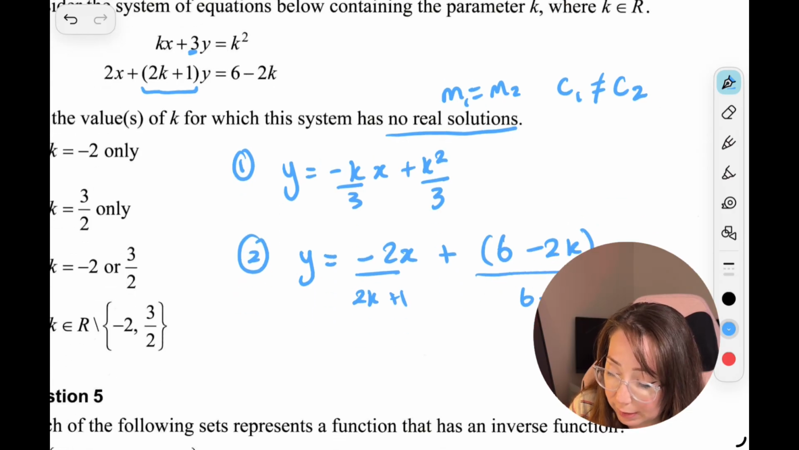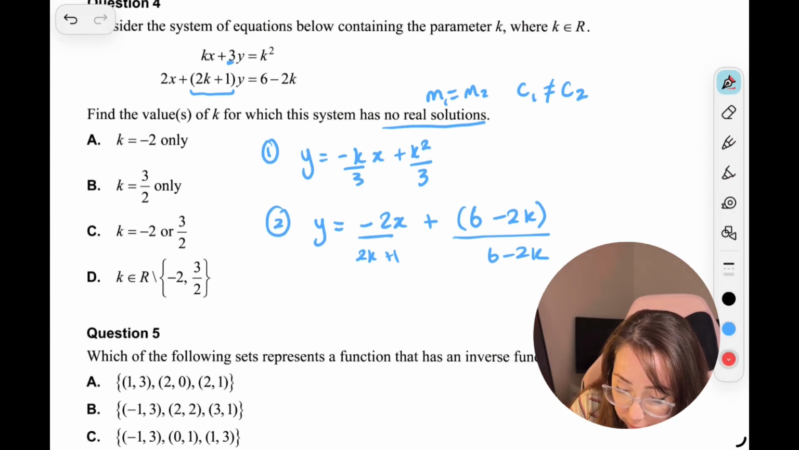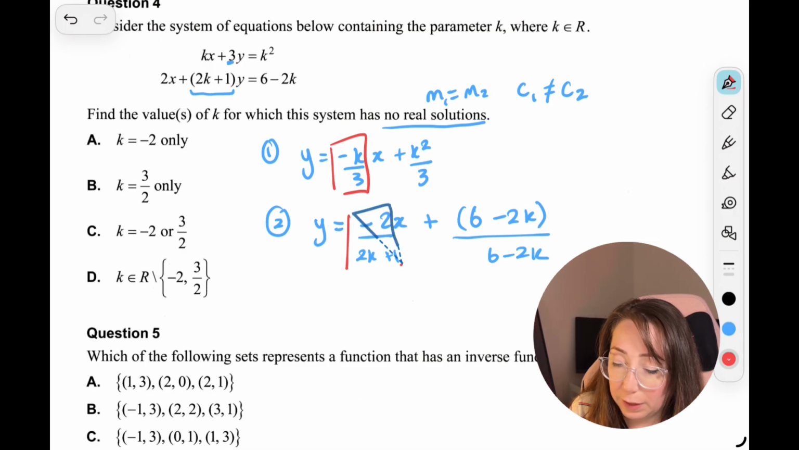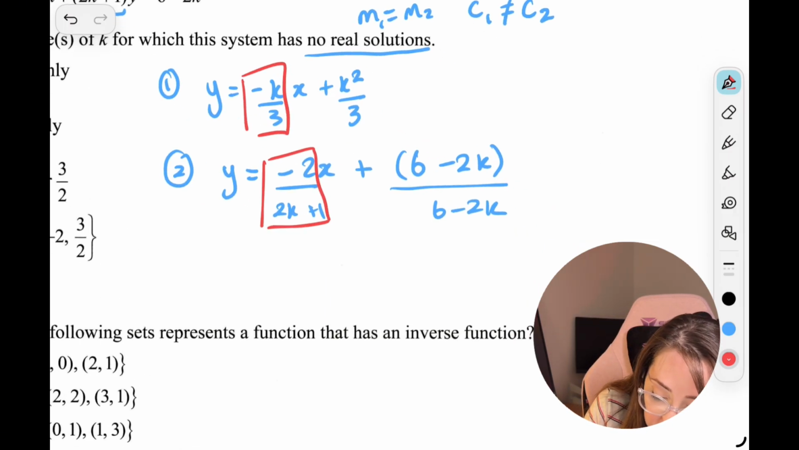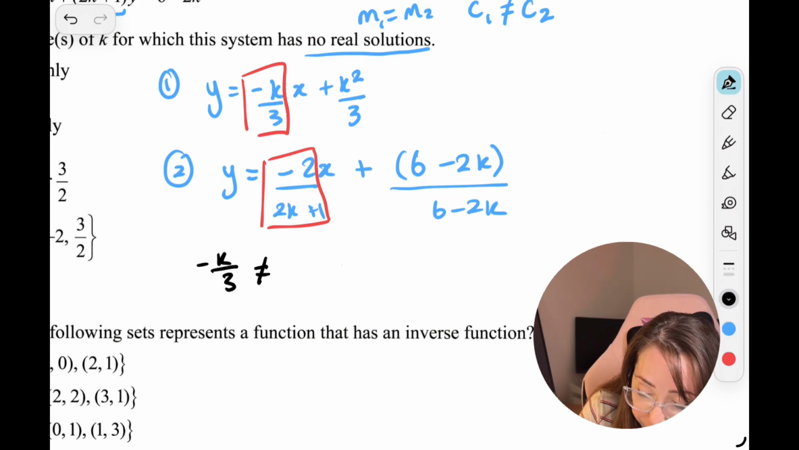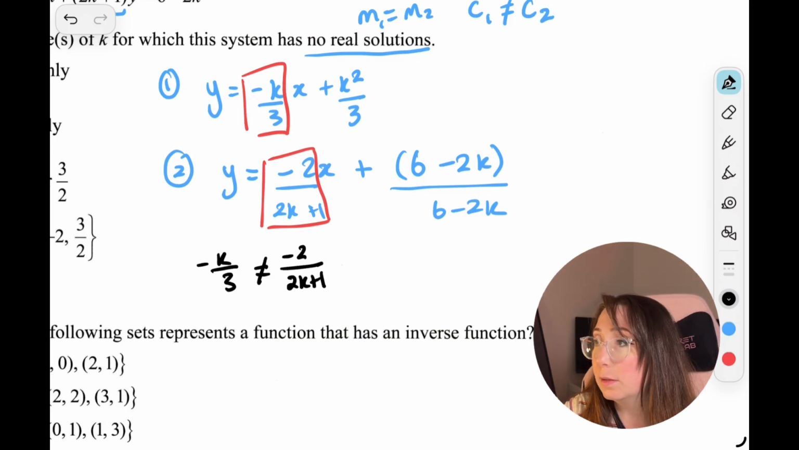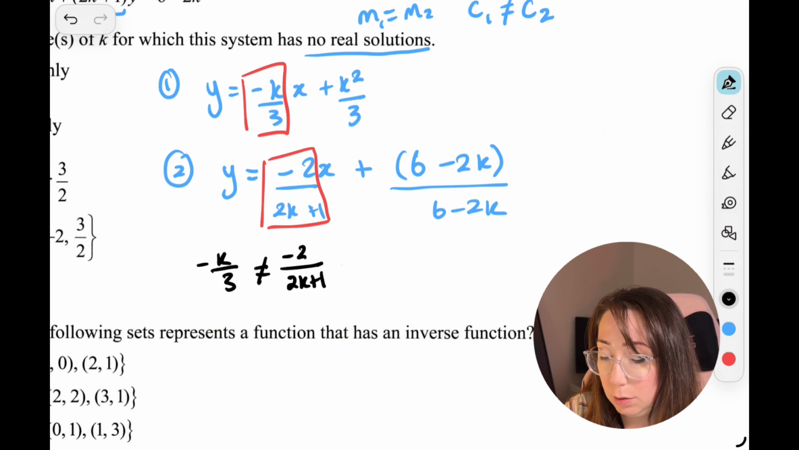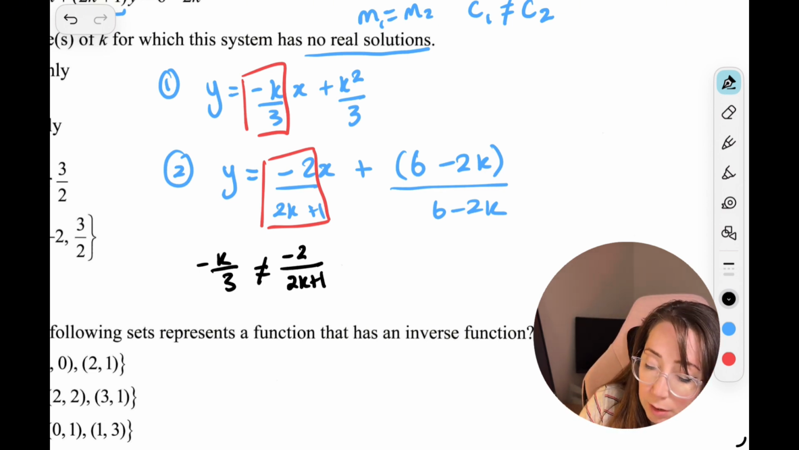All right, so as we said, we want the gradients to not be the same. So let's find for which values they are the same. So I'm just going to make them equal to each other. Now I would just use the CAS calculator for this. You can do it in your head as well, of course, but I just want to release my mental load and do as little as I can in my head. Solve that equals -2 on 2k plus 1. Solve for k. We get k is -2 or k is 3 on 2.